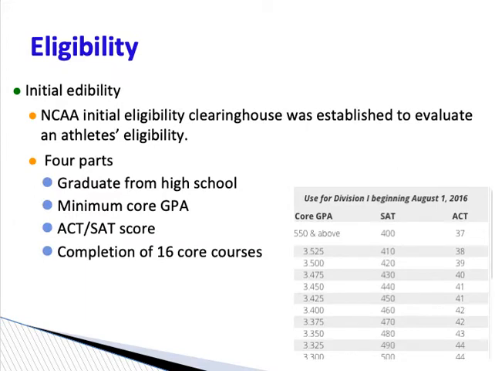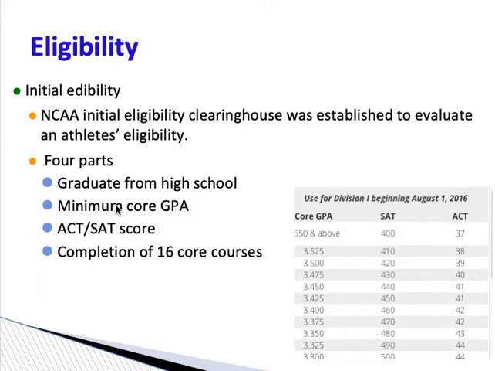As we look at the initial eligibility, NCAA actually introduced the initial eligibility clearinghouse. The purpose is to evaluate athletes' eligibility. So if you're currently a high school student, you are playing high school sport, you hope one day you can become a college student athlete. So what will be the basic requirements?